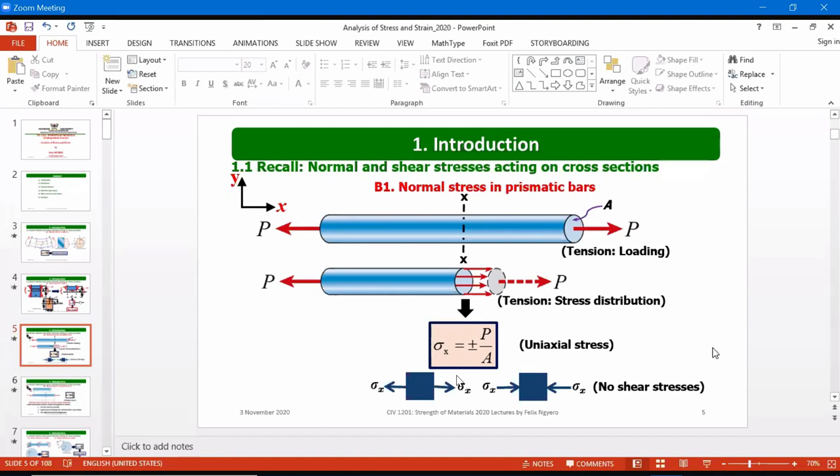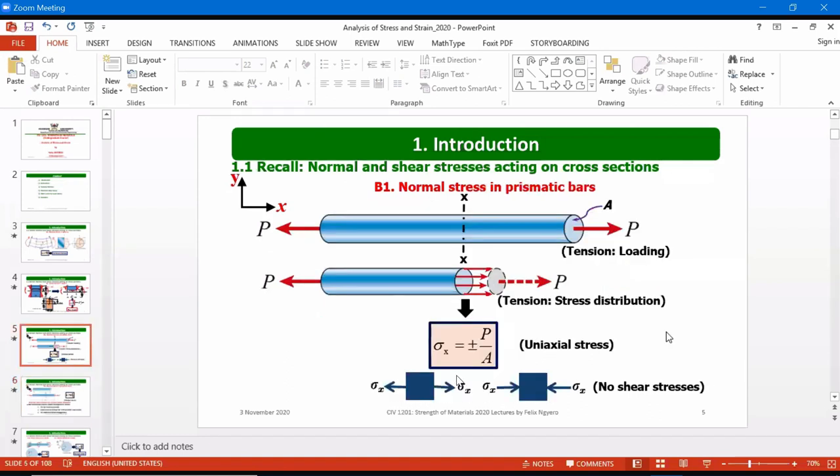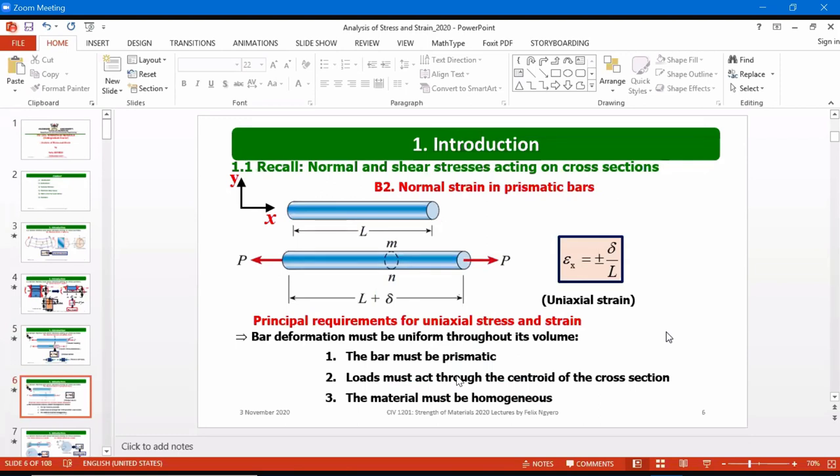And then you went ahead and saw how to compute the normal strains simply as the ratio of the change in length to the original length. This is what you looked at at the very beginning. Now for this state of strain, which we call uniaxial strain, when you are dealing with prismatic bars, there are conditions that must be fulfilled for this state of strain to apply.